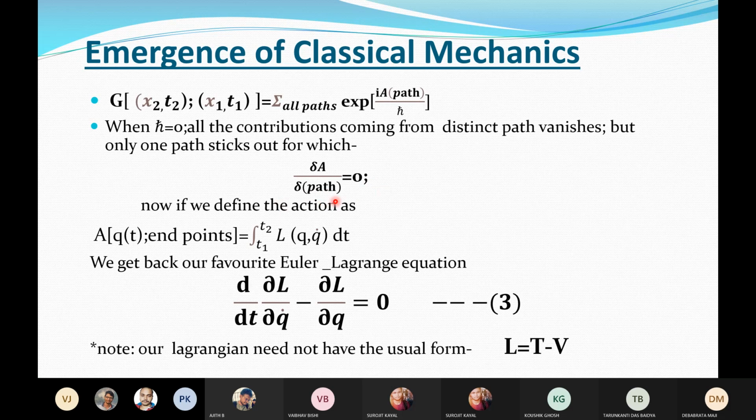And if we now define this quantity, which depends only on the path and endpoints also, like L dt, we will get back the Euler-Lagrange equations. So we can see that the path integral formulation is more natural in quantum mechanics, and in the context of field theory we will do a similar kind of thing, in quantum field theory also, in the Lagrangian formulation of field theory.